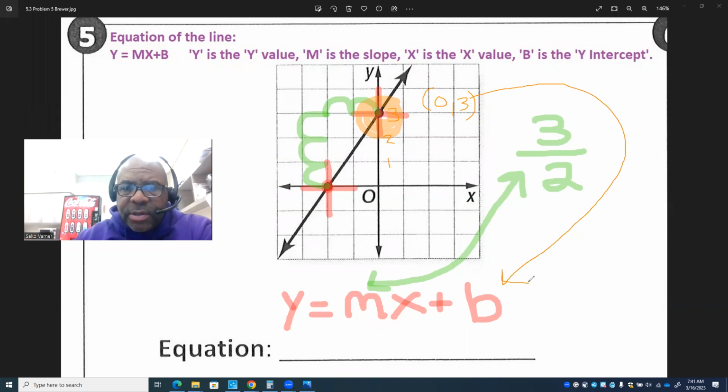The b is 3. So now when I write out the equation of the line for this one, it'll be y = 3/2 x plus, and what's our b? Positive 3. So that's how we solve number 5. Okay. Now with that, you should be able to do any of the other ones on the sheet. Let's see. Do your best.